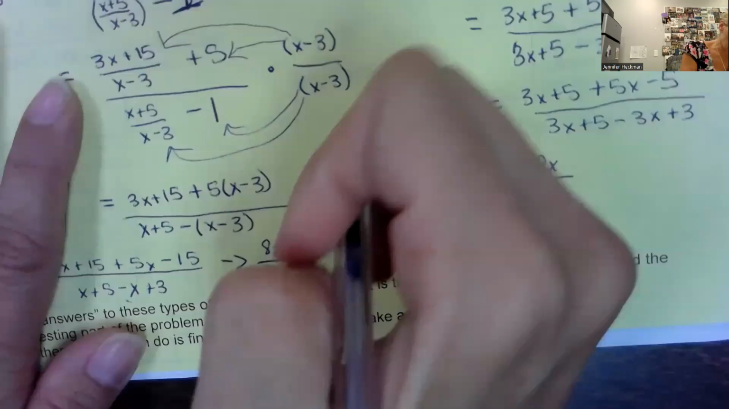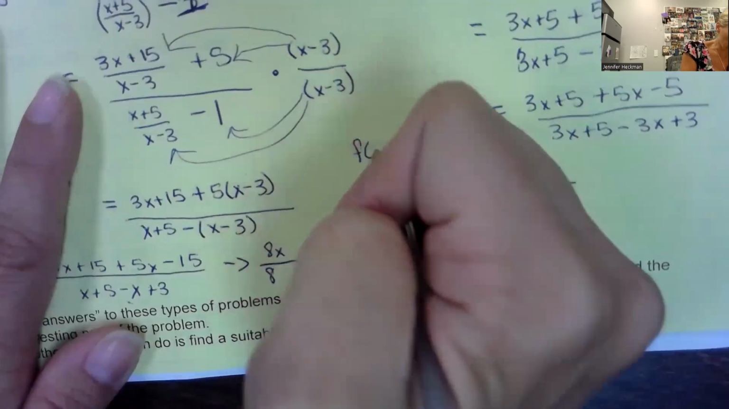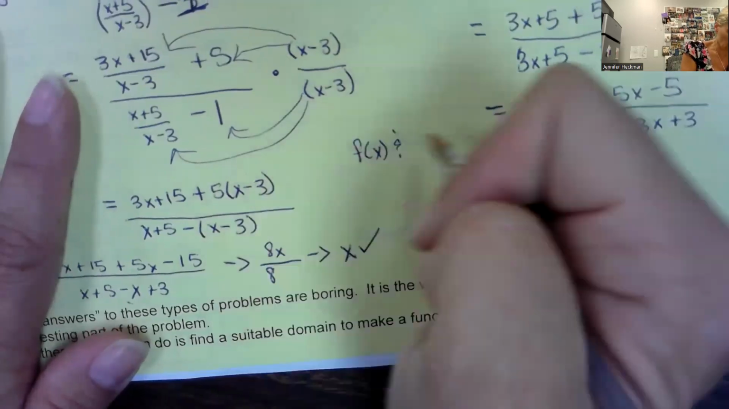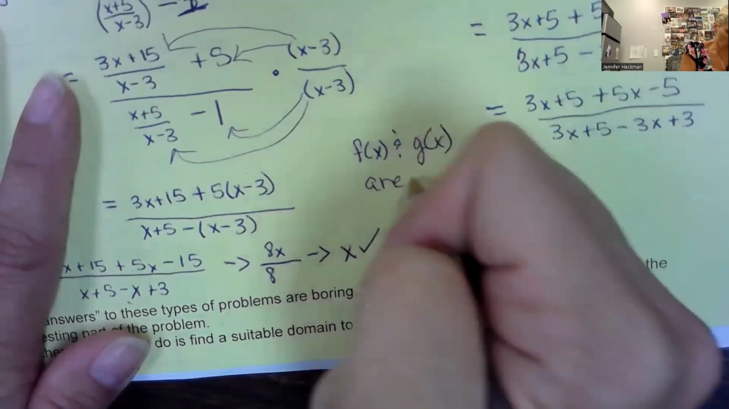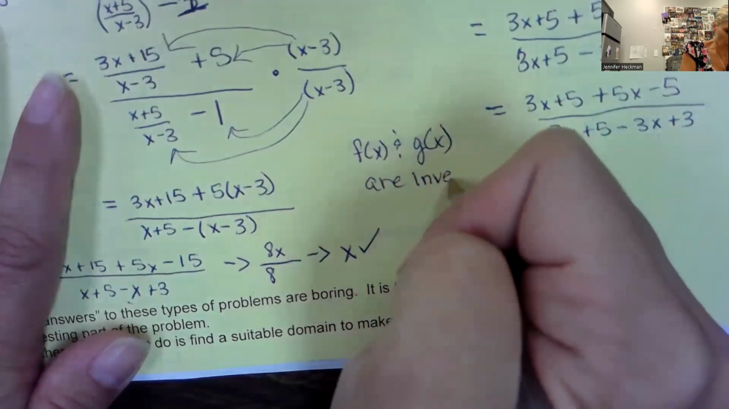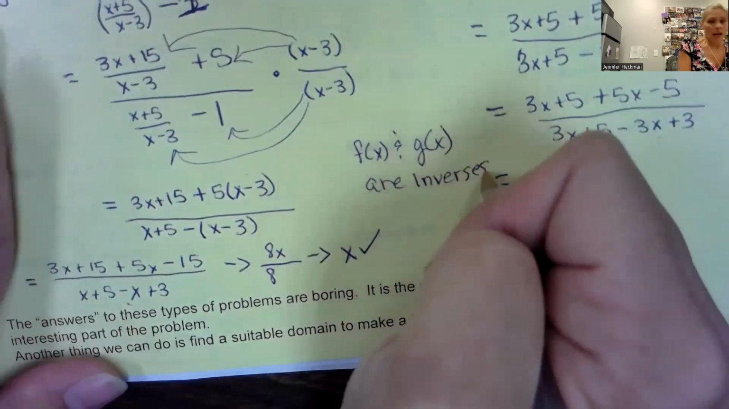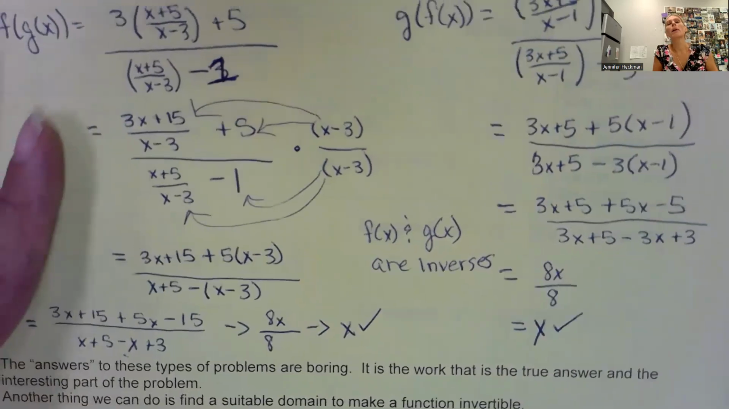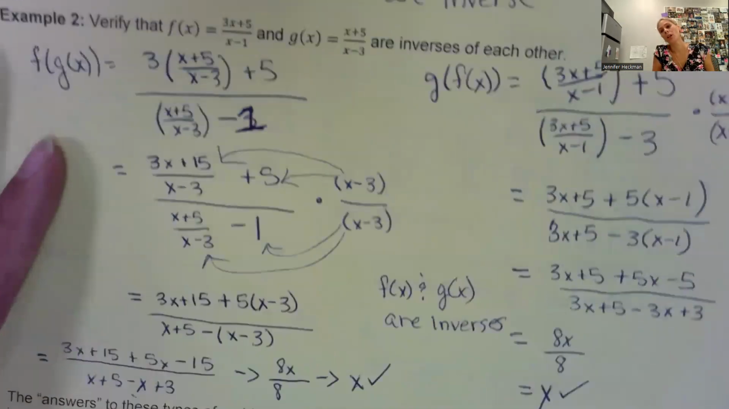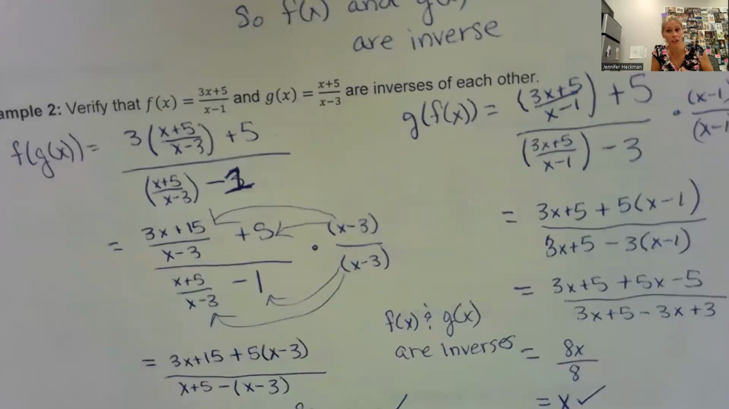Again, this tells us that f of x and g of x are inverses. Very good. Again, this seems tedious, of why we have to prove it, but upper level math will make sure that you prove it. And the way to prove that two functions are inverses is to show the composition of both equal x. All right, let's do some practice.